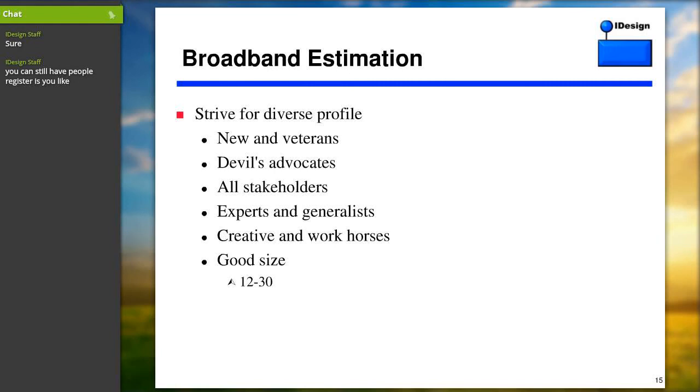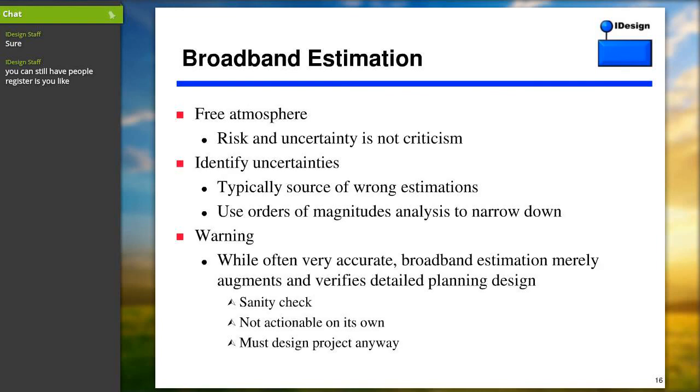You also want to get a good-sized group. I say the number should be about a dozen to 30 people to get a good dynamic here. And what you want to do is get the law of big numbers on your side, where the sum of the errors is going to be less than the errors of the sum, and that's basically a good size to work with. When you're doing this, you want to have an open atmosphere. You want to have people voicing their concerns and highlighting risk, and not being perceived as criticizing management or the plan they're going to choose.